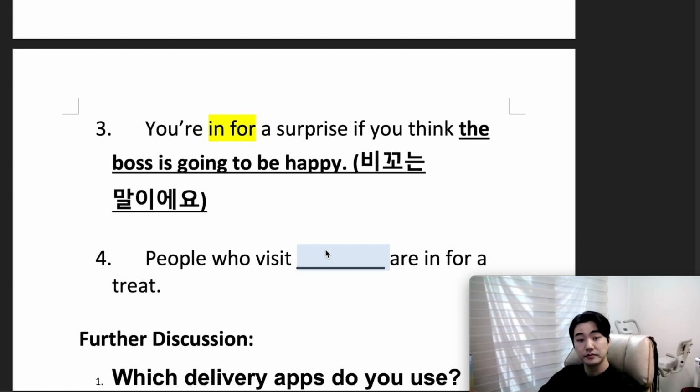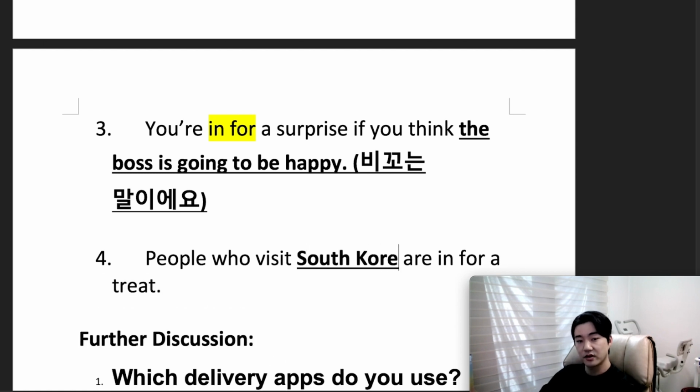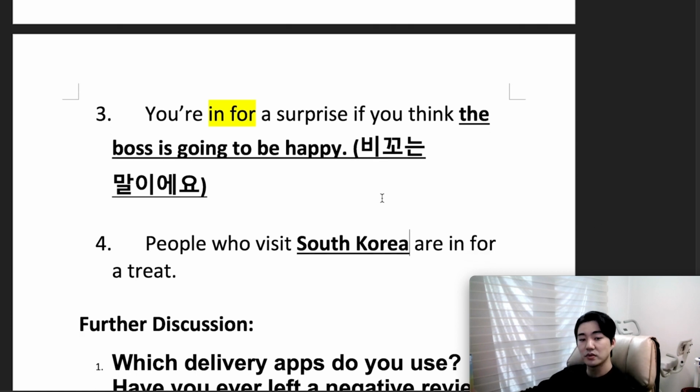Number 4. People who visit blank are in for a treat. People who visit South Korea are in for a treat. People who visit Korea will feel good, because it's so pretty.